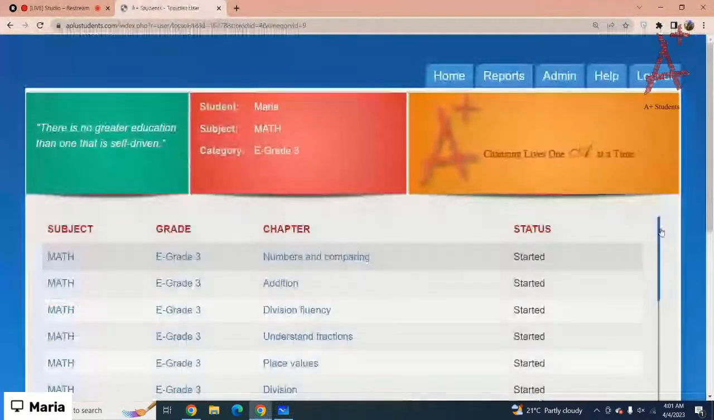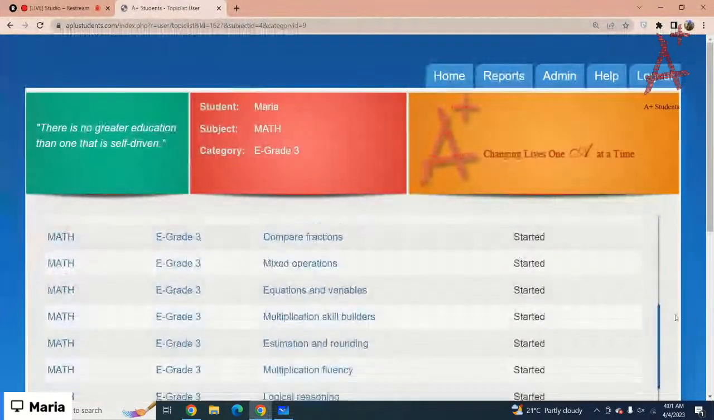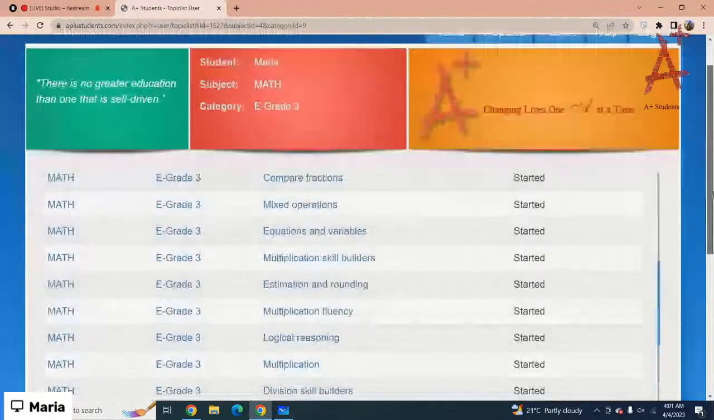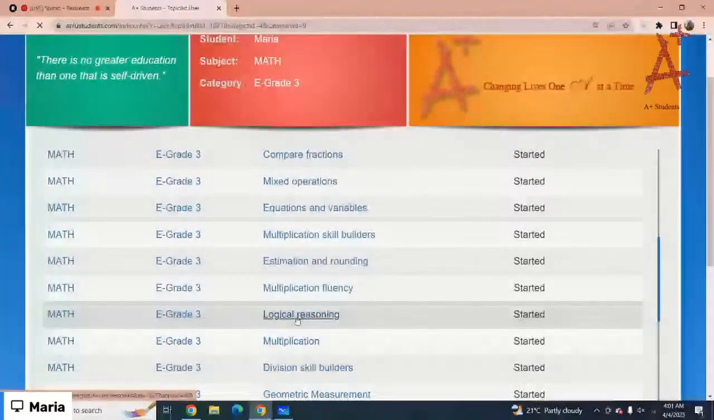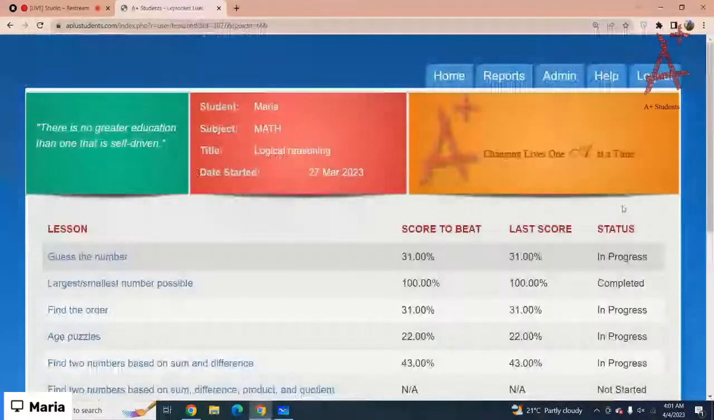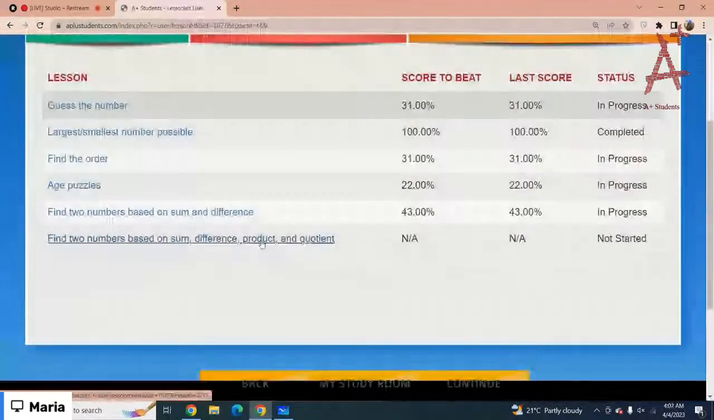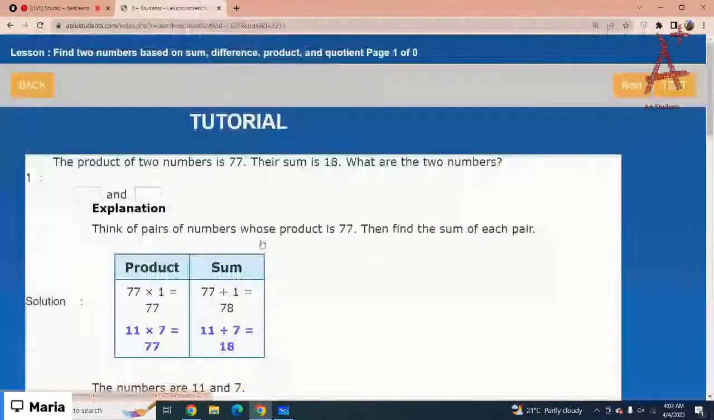Okay, here I'm on the grade 3 maths. The chapter we're working on is logical reasoning. And here is the lesson we have to work on. Find two numbers based on sum, difference, product and quotient. So let's just start with the first lesson.